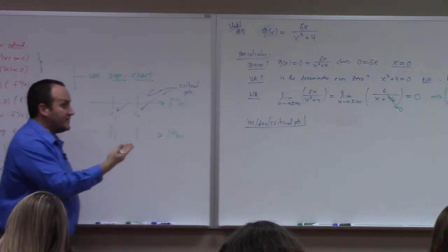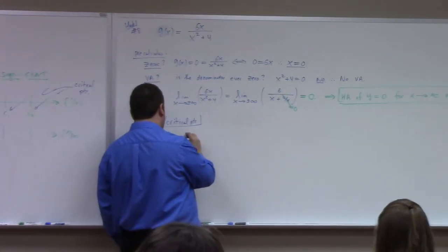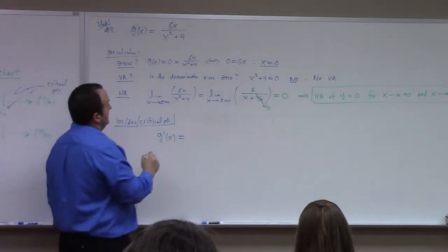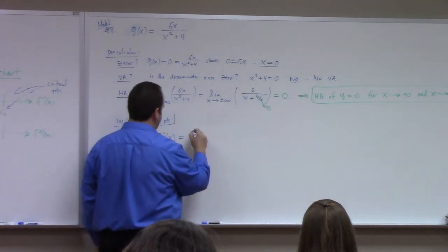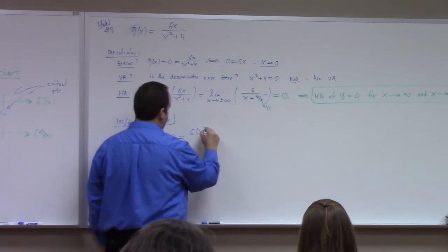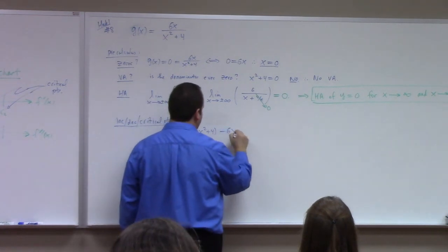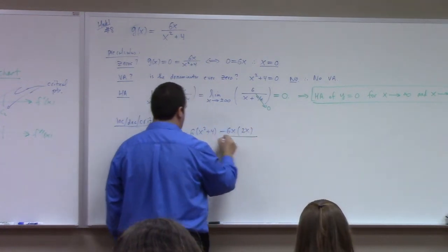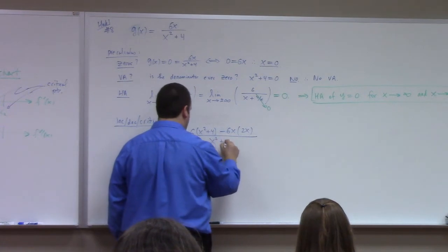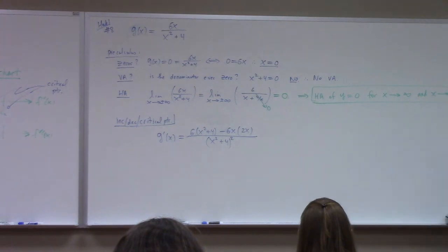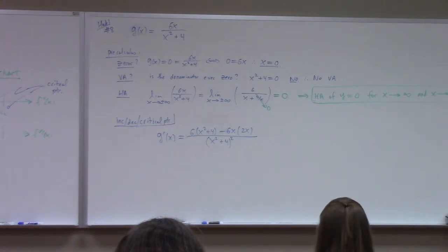So I have to calculate the derivative of g of x. Can we do that? g prime of x is what? Oh, okay. So 6 times x squared plus 4, now you guys tell me what I did once I do it, minus 6x times 2x, all divided by x squared plus 4, quantity squared. What manner of dark magic is that? Yes, the old quotient rule it is.